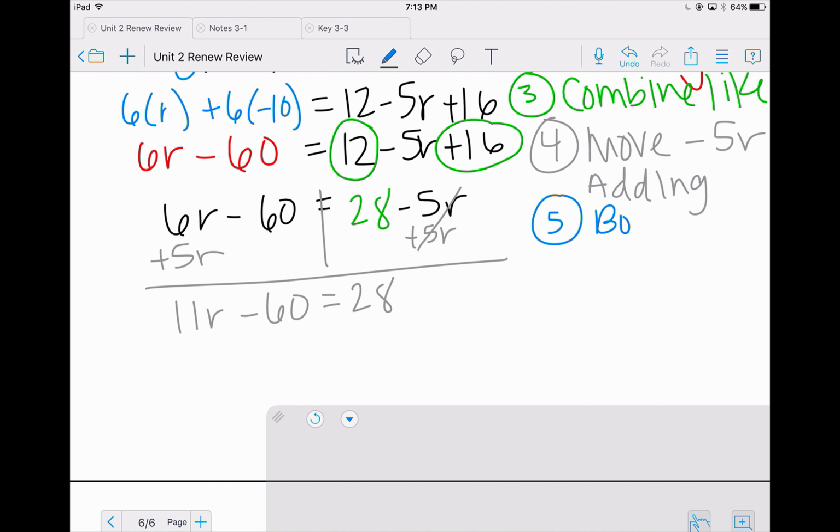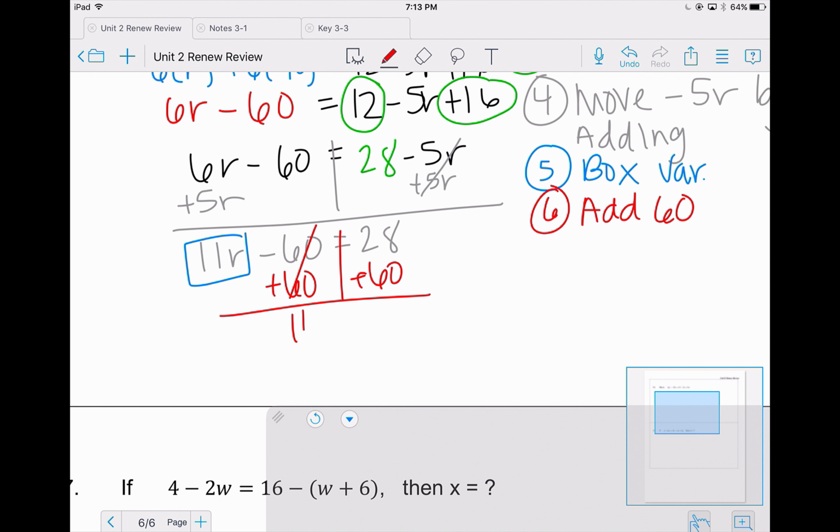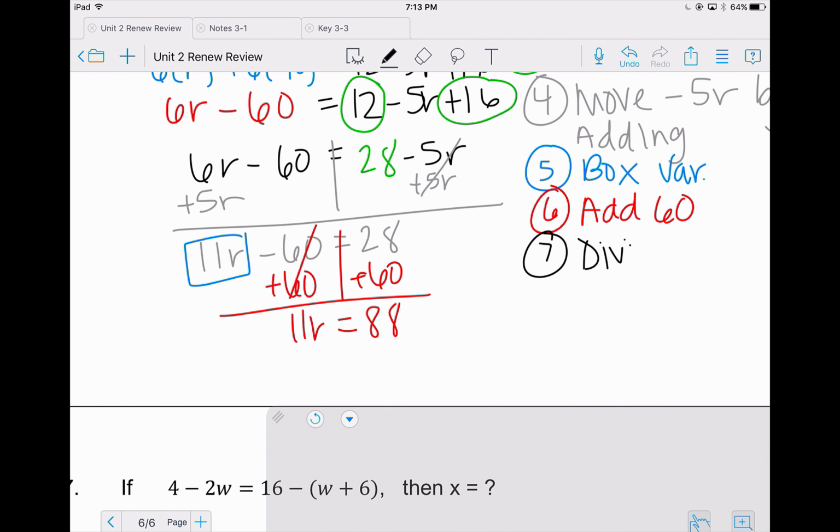Step 5 is to box my variable. So I box 11r, and then I'm going to add 60 because I need to put it on the other side, so I do the opposite operation. So 11r equals 88. And then my last step is to divide by 11. So I divide both sides by 11, and r equals 8.